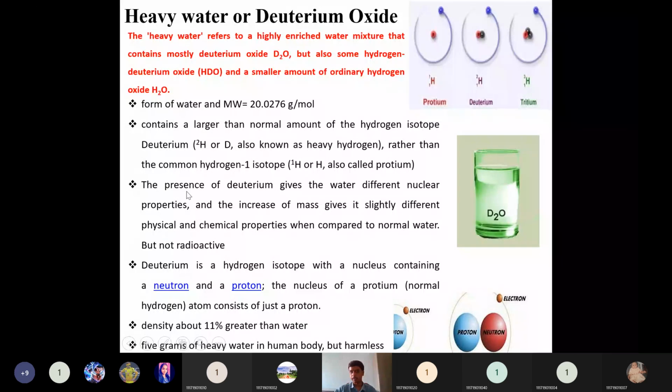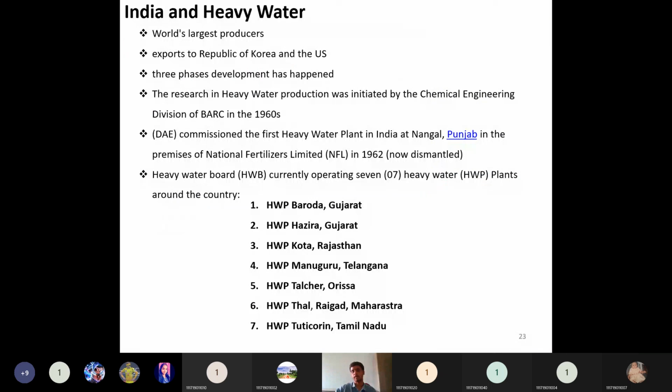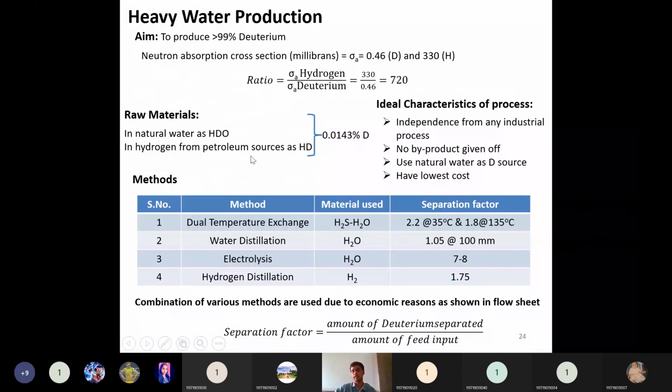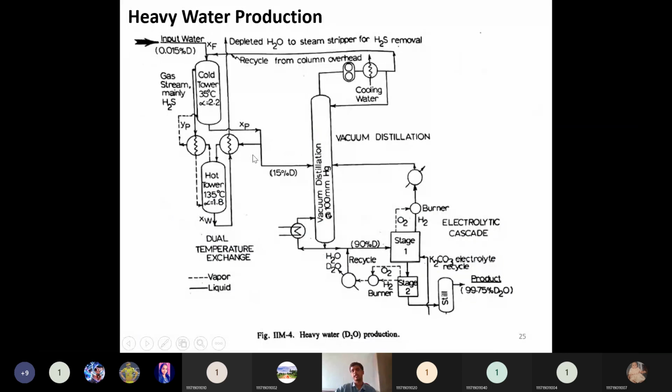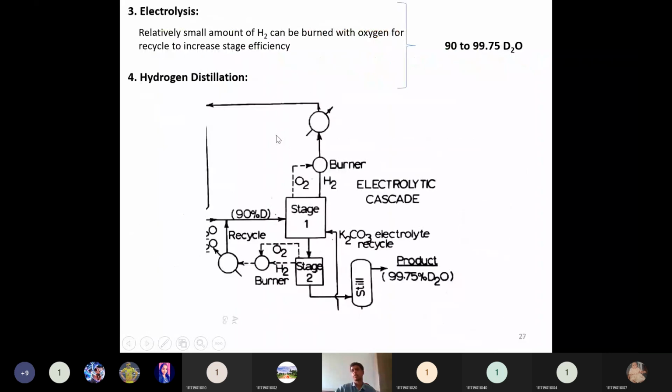One more topic is there in part A, which is heavy water or deuterium oxide production. What is heavy water? How to produce heavy water? What are the applications of heavy water? We can use it as a coolant, and as a moderator in a nuclear power plant. How to produce that heavy water? What are the sources? What are the raw materials required for this? What is the plant design? Everything we will try to learn in the next class. This is the last topic of your part A.